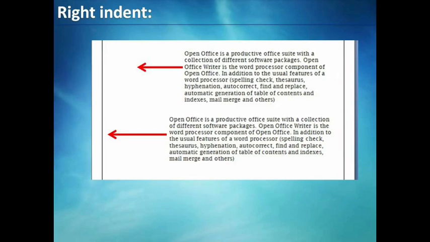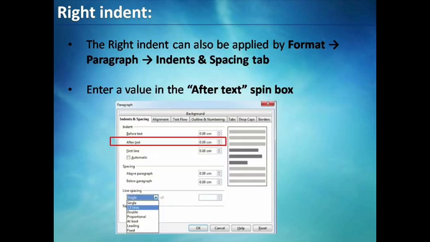That is, it is moved away from the right margin and moves towards the left margin. See the second paragraph. In that, I click the right indent icon, that is the decrease indent icon. Once again half inch is removed from the right margin. We may also apply right indent using the paragraph dialog box.